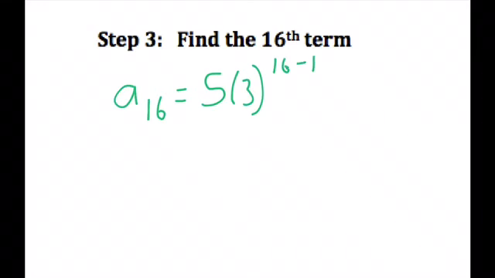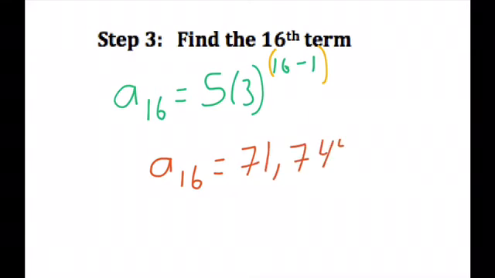Now don't forget when you put this in your calculator to put parentheses around that 16 minus 1, or just put 5 times 3 to the power of 15 in there. So you're going to get A sub 16 equals 71,744,535. So don't forget, if you didn't get that number, it's probably because you did not put parentheses around the 16 subtract 1.